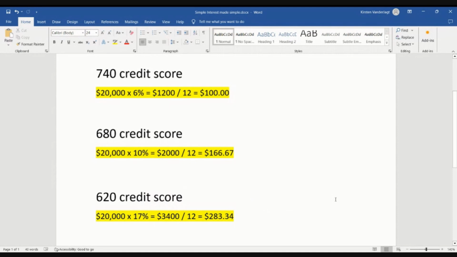And so if we look at that payment on $20,000, just again, go to your cell phone, 20,000 times 17%, that comes out to 3,400 for the year. You divide that by 12 months. Your payment now is $283.34 per month. That is considerably higher than if you have a 680 credit score and your payment is $166 per month. Julie, what are your thoughts?